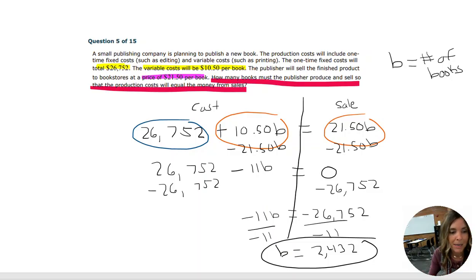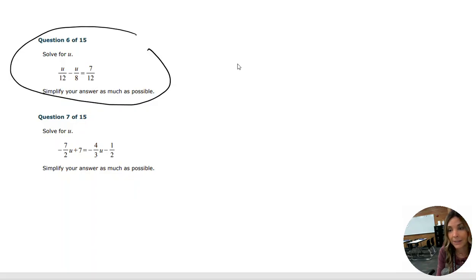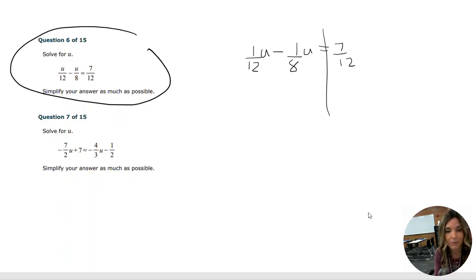Okay, I'm going to do two more questions for you, but I'm not going to totally do the first one. On this first one, what I want you to remember when you see an equation like this is u divided by 12 is the same thing as 1/12 times u, and u divided by 8 is the same thing as negative 1/8 times u. When you solve an equation that looks like this, just make sure that you treat those divisions as coefficients, and then you can combine your like terms and solve from there.